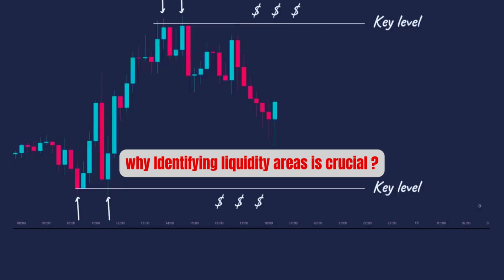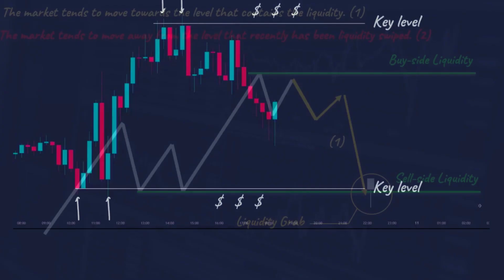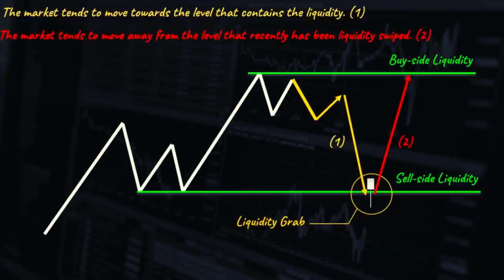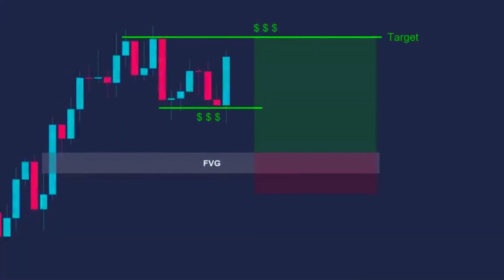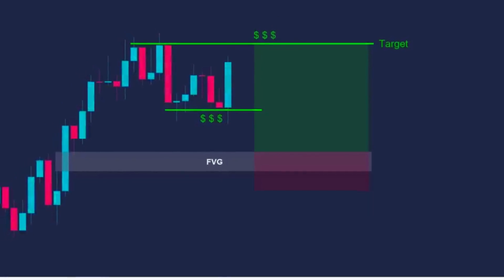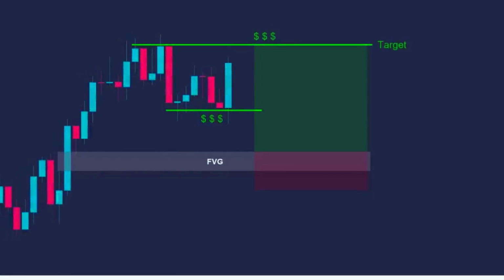The market tends to move towards levels containing liquidity and away from recently liquidity-swept levels. Thus, grabbing liquidity before reaching an optimal trading area confirms price movements we expect in the market. These key areas may also significantly reject prices, so we secure profits before reaching them and ensure a reasonable risk-to-reward ratio before entering trades.